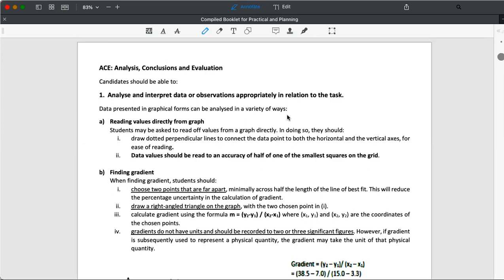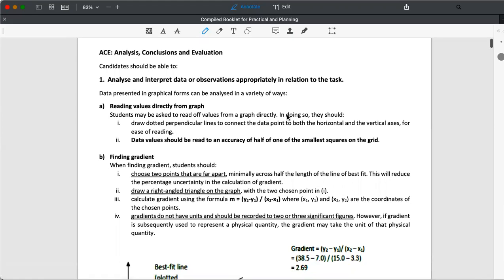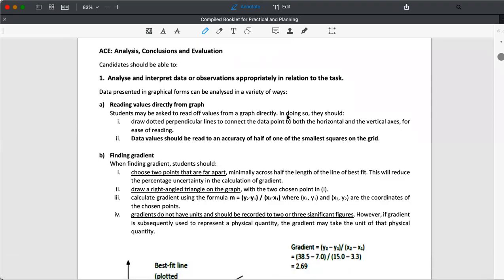Okay, so my focus will be on the important skills in analysis, conclusion, evaluation, and some tips in doing experiment planning in the physics paper 3 practical. So according to the syllabus outcomes, candidates should be able to analyze and interpret data or observations appropriately in relation to the task.